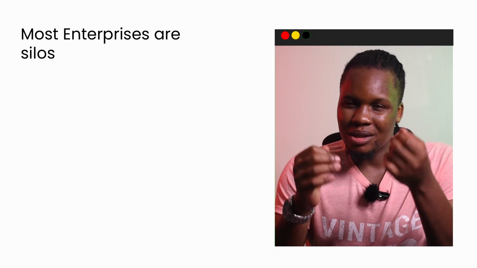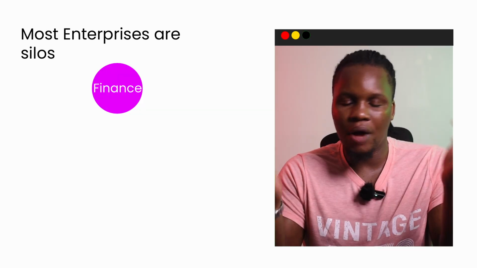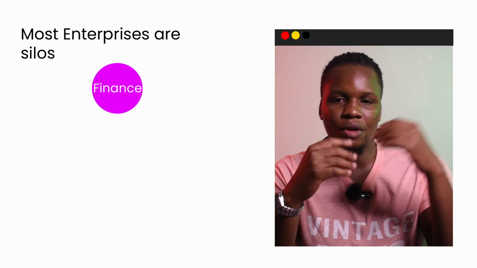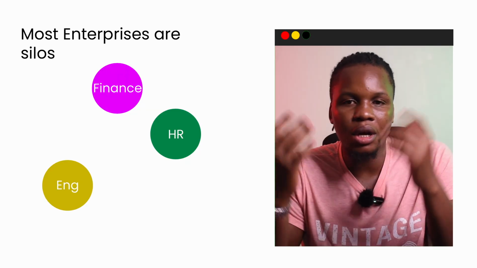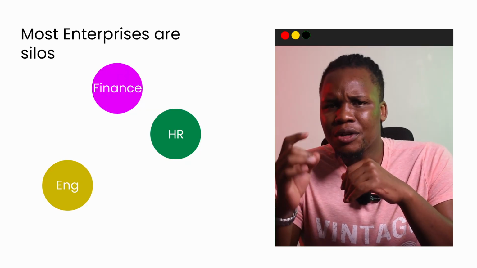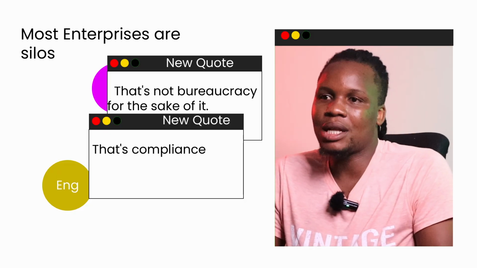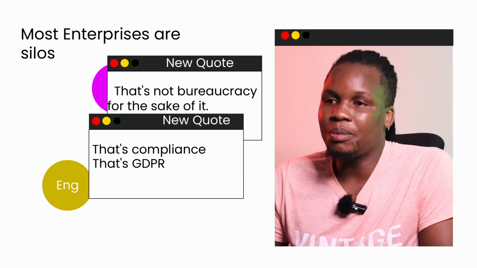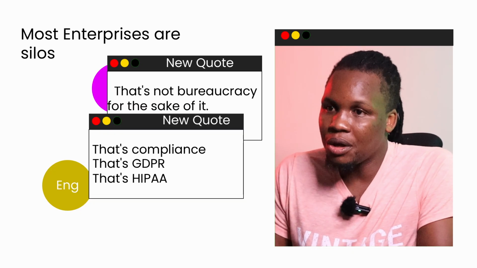But enterprises are not that, right? So you've got finance over here, and then you've got legal over there, you've got HR doing their thing, engineering in their own world. And every single one of those departments has data that the others are not supposed to touch, right? That's not bureaucracy just for the sake of it. That's compliance, that's GDPR, that's HIPAA, and your legal team is probably on your case.